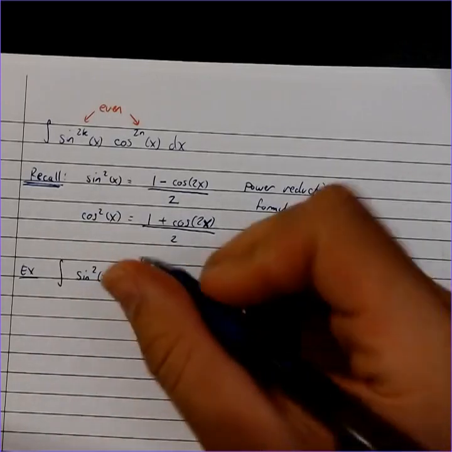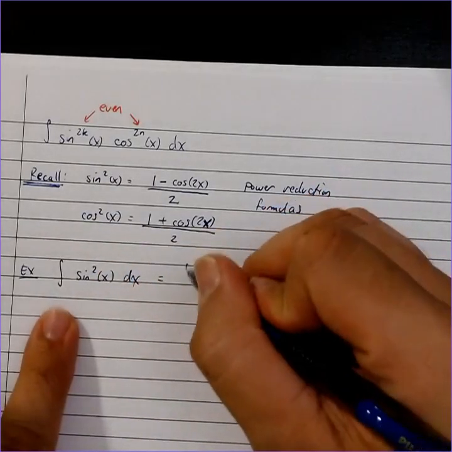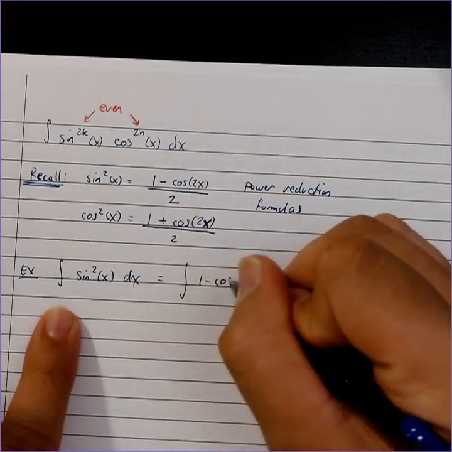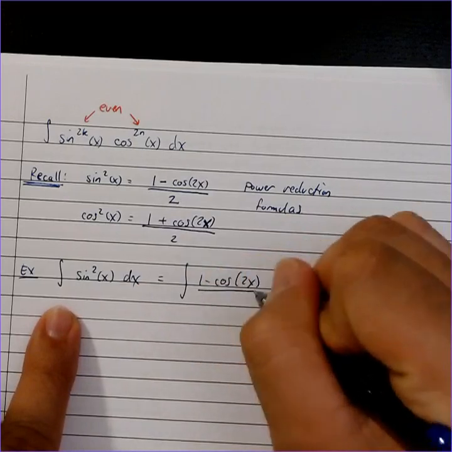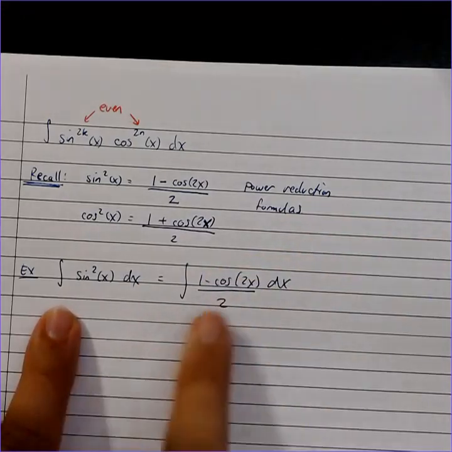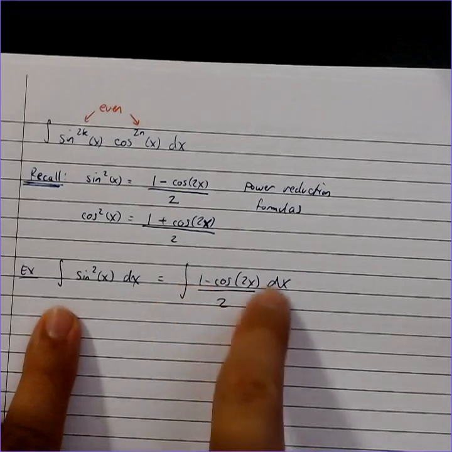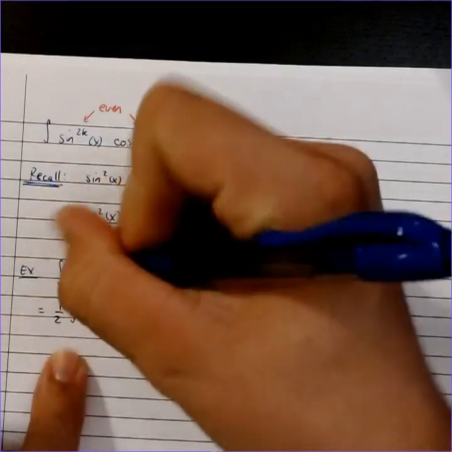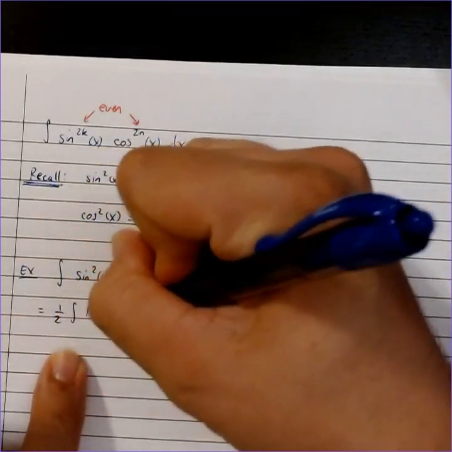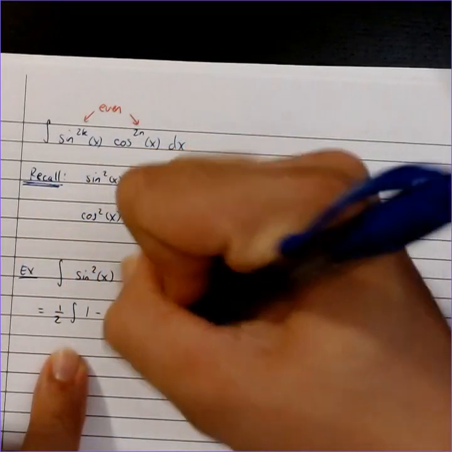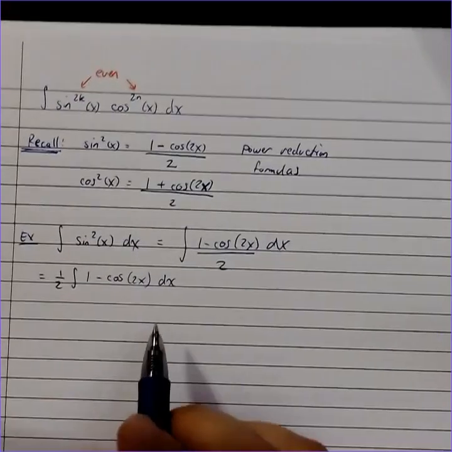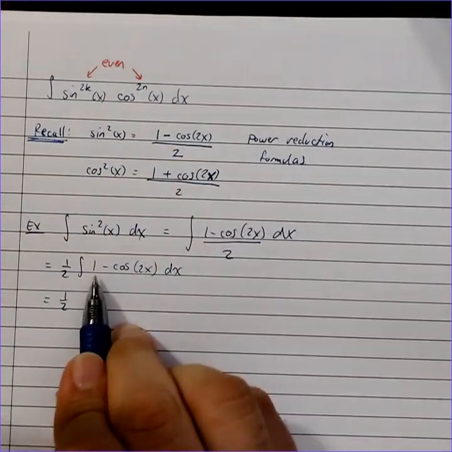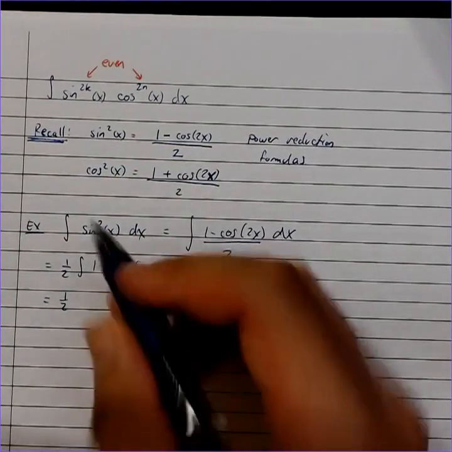So using the power reduction formula, I can rewrite this as the integral of 1 minus the cosine of 2x over 2 dx. That 2 is a constant. Everything here is being multiplied by a half, so let me factor that out. That's going to be 1/2 the integral of 1 minus the cosine of 2x dx. And now that integral is something I can do. Here, that's going to be 1/2 the integral of 1 with respect to x. Well, that's just x.